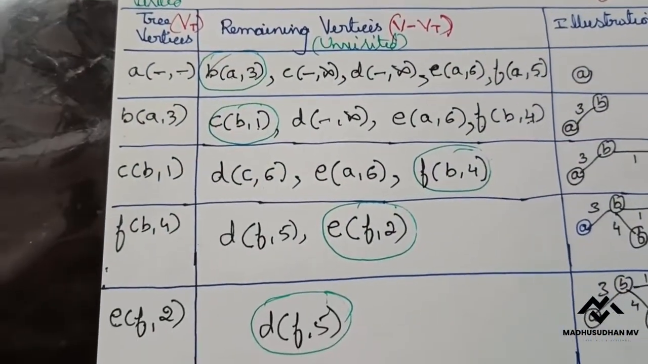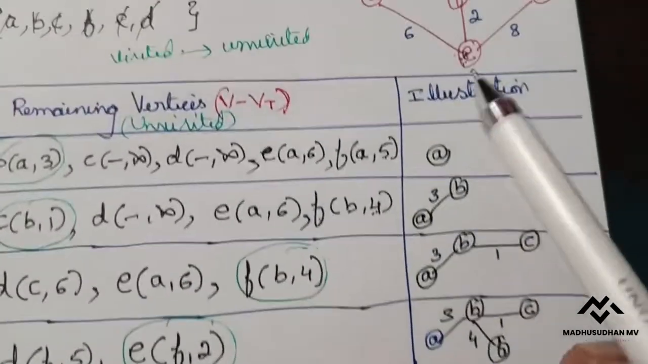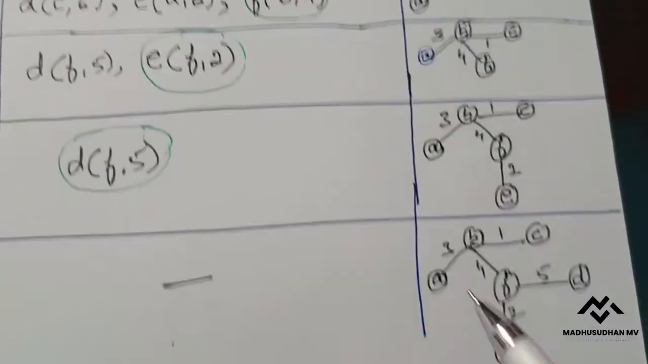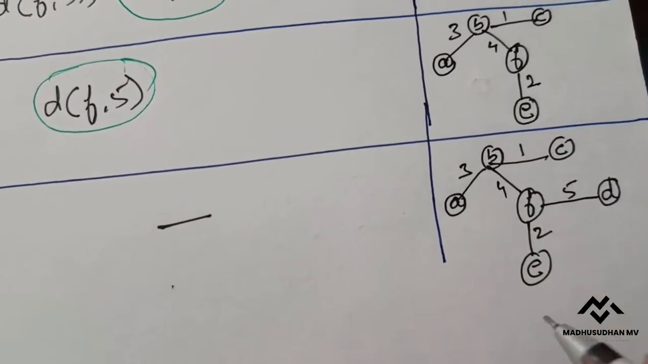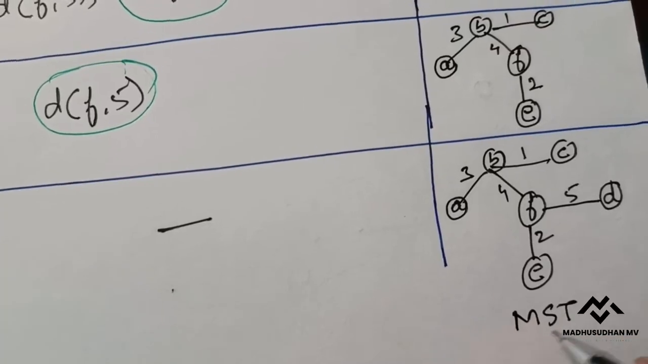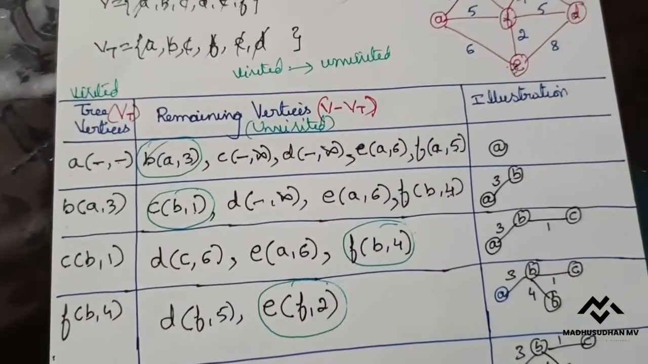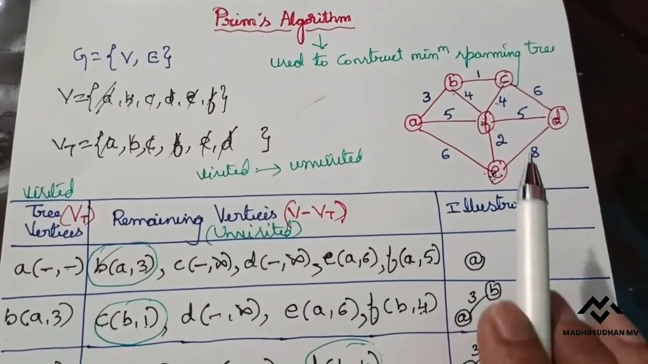Remaining vertices are empty. That means we have included all the vertices. How many vertices are there? A, B, C, D, E, F, 6 vertices. So all the vertices we have included. And is there any cycle? No cycle. So this is our minimum spanning tree. This is how Prim's algorithm constructs the minimum spanning tree for the given graph.